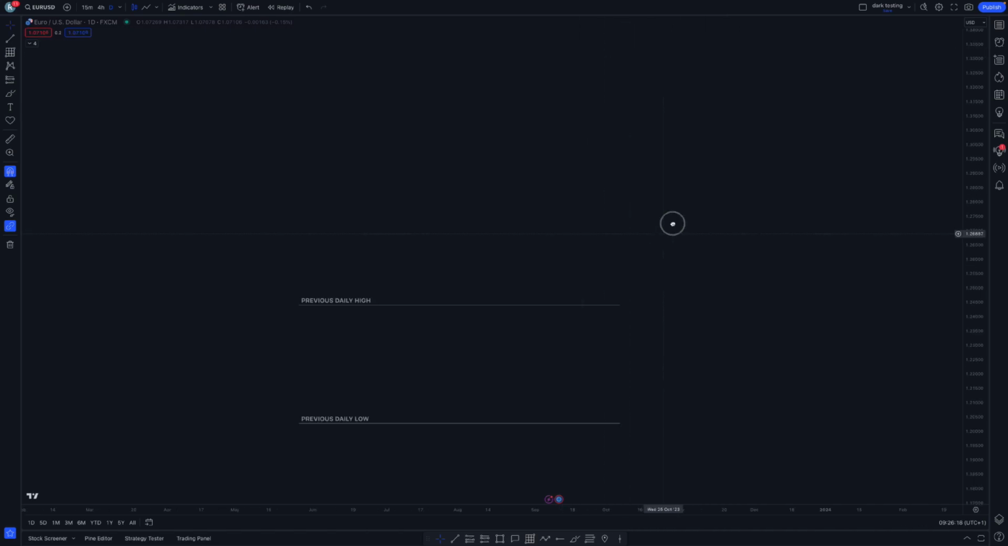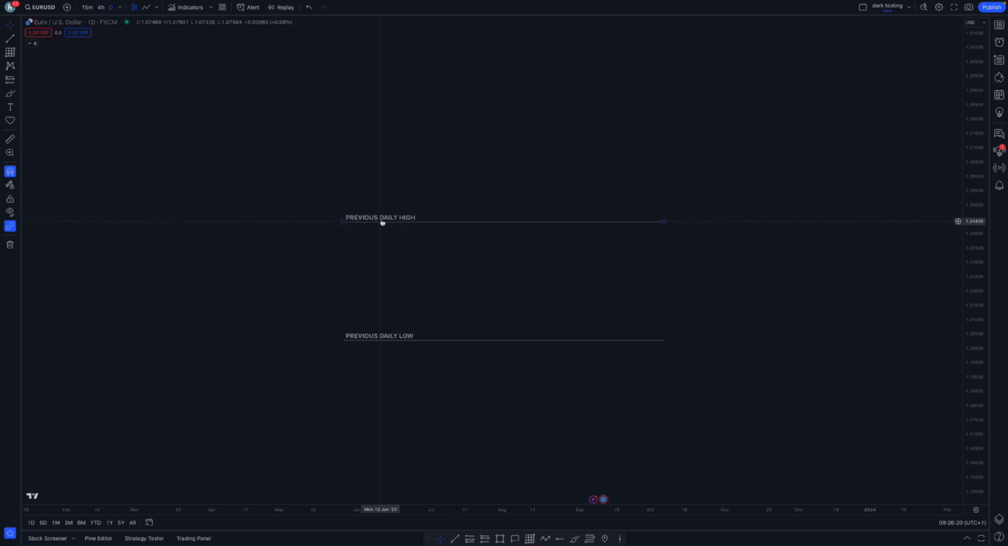So first of all, as you can see, we have got the previous daily high and the previous daily low. What we're looking for is a take of the previous daily high or the previous daily low. So for example, if we take the previous daily high first, we will then look for shorts, and that will be our bias for the day. And if we take the daily low first, we will then look for longs, and that will be our bias for the day.